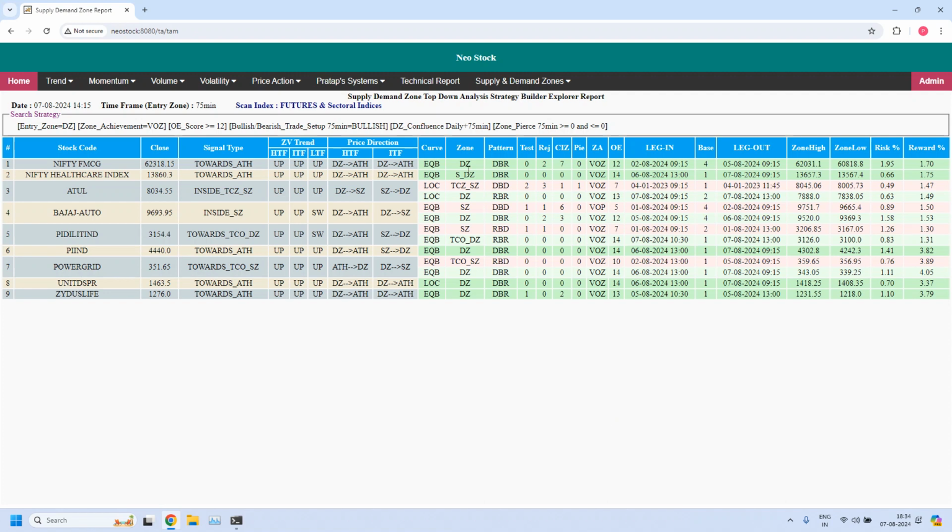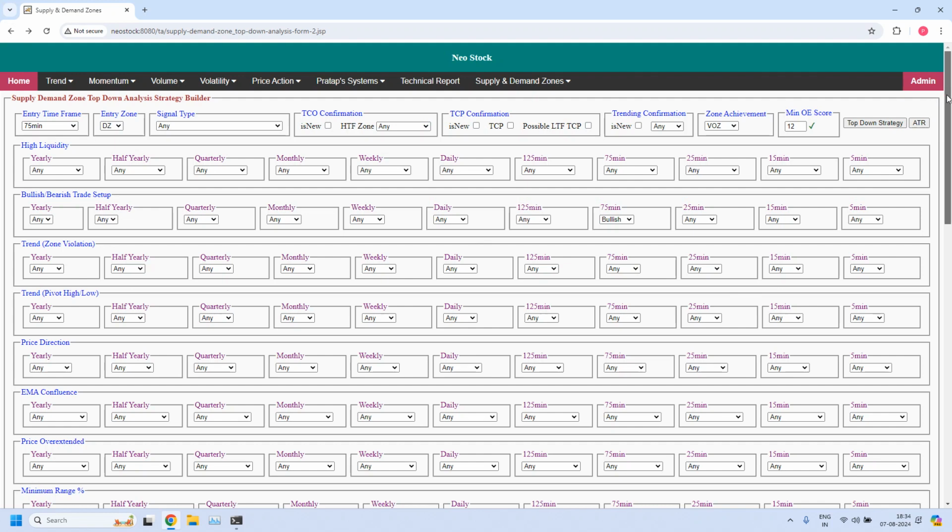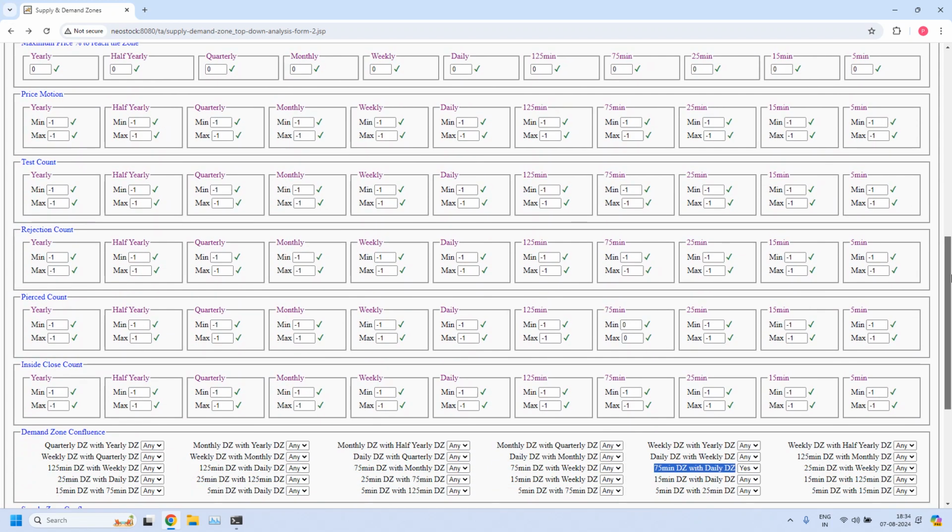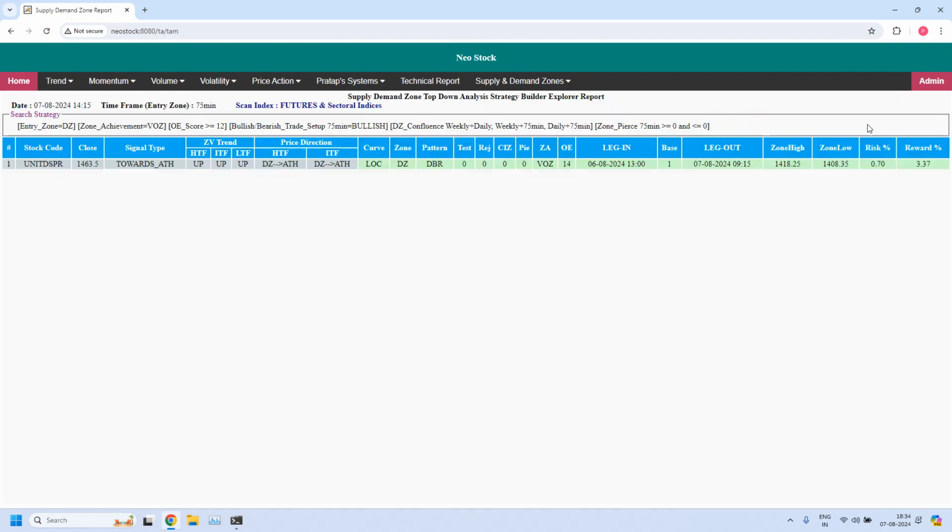Zone confluence with the daily time frame. Let us also check from these 9 how many are having even weekly confluence. That is 75 minutes, daily and weekly confluence. So let us add 2 more filters. 75 minutes demand zone with daily is already enabled, 75 minutes with weekly also. We are enabling confluence, and daily and weekly confluence also we want to check. All the 3 zones are having confluence. Only one stock is filtered.